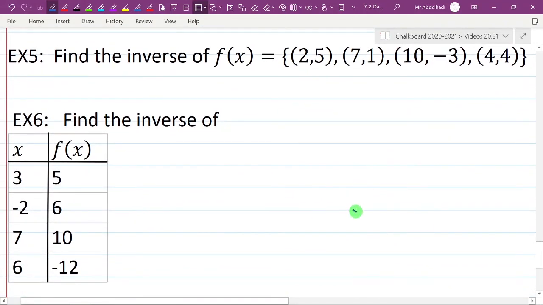You can write functions in many different ways. You can express a function as a graph. You can express a function as an algebraic equation. You can express a function as a table.